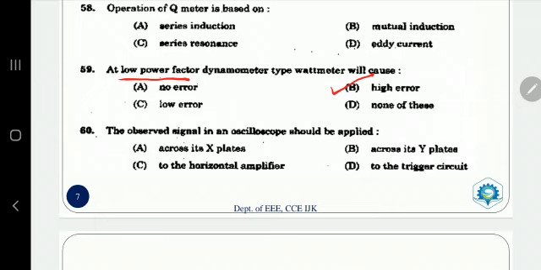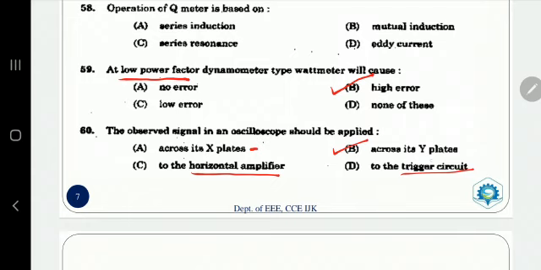The observed signal in an oscilloscope should be applied... Answer is B, across its Y plates. When we are applying the signal across the X plate, if the frequency of the applied signal is more than 16 Hz, it will be a horizontal line. And if it is applied across both the plates, it will be an oblique line. And about the other two options, that is horizontal amplifier and trigger circuits, they are only two different blocks in the oscilloscope. So your correct answer becomes B, across its Y plate.